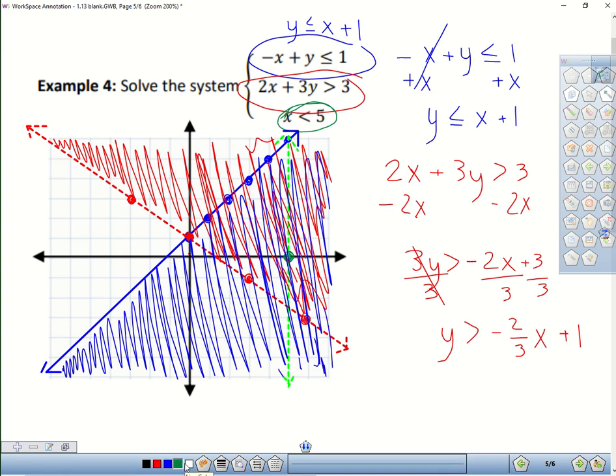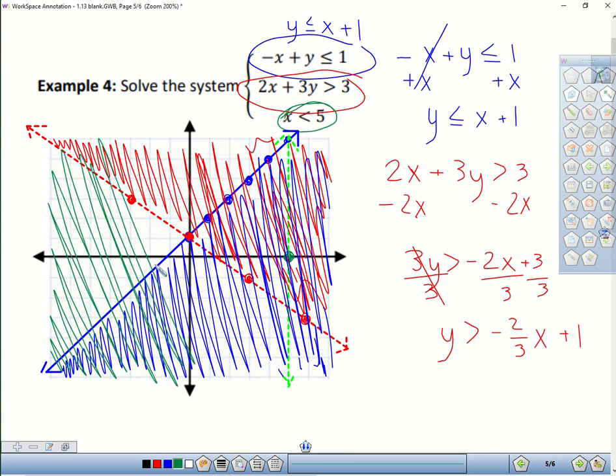And lastly, we're going to look at the green. So for the green, there is no above or below. So if you plug in 0 here, is 0 less than 5? Yep, so we're going to shade this side because that side contains the 0. So it looks something like this.